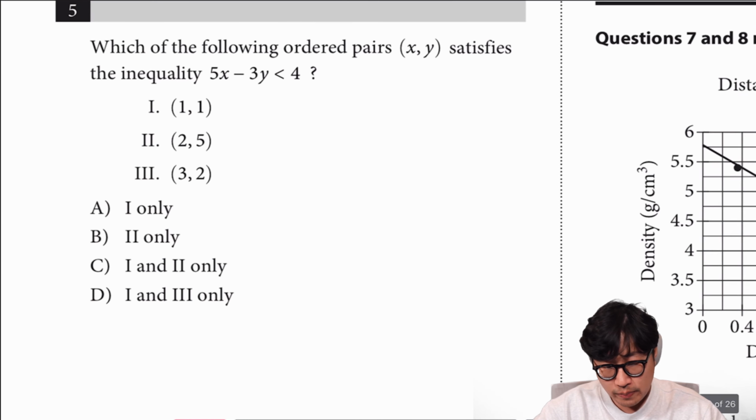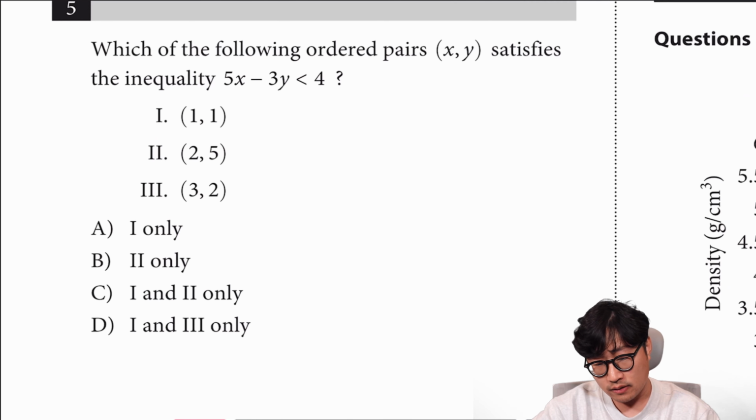Which of the following ordered pairs xy satisfies the inequality? Okay, so it's just inequality. Just plug it in. I'll try Roman numeral 1. So if you plug in 1 and 1, let's see what happens. 2 is less than 4.